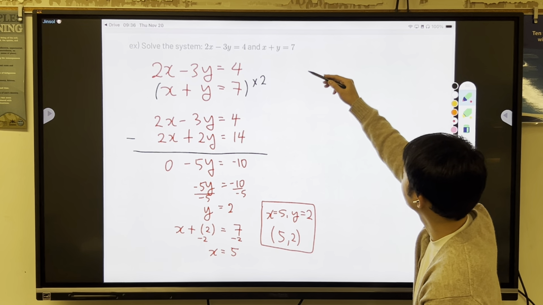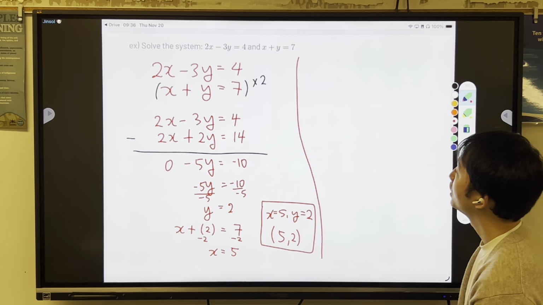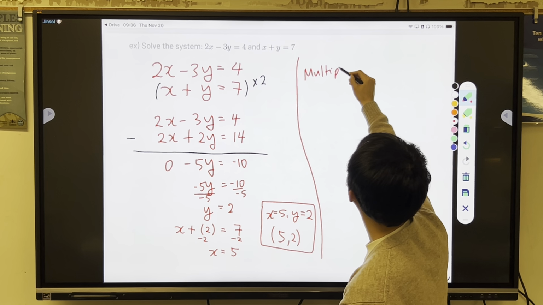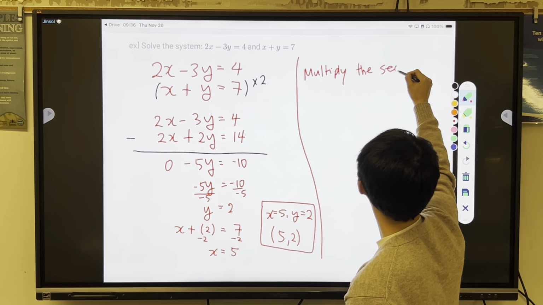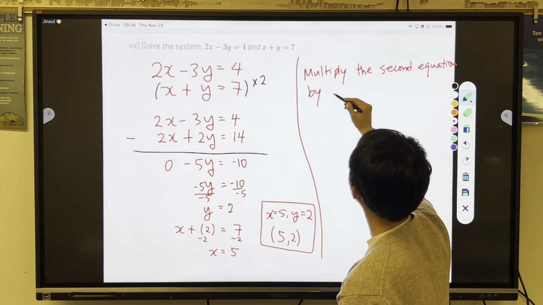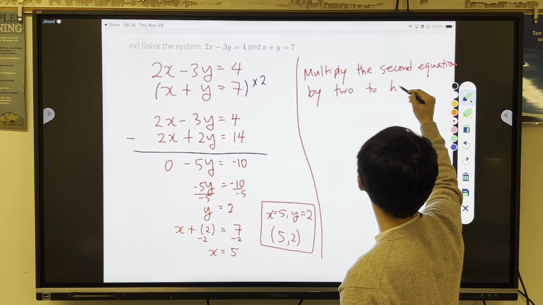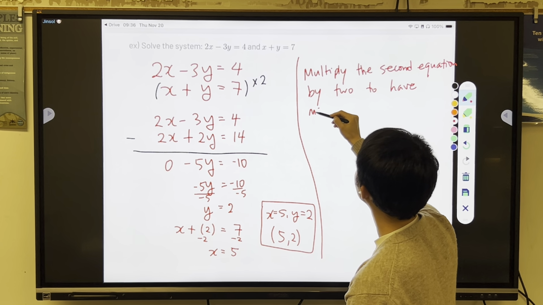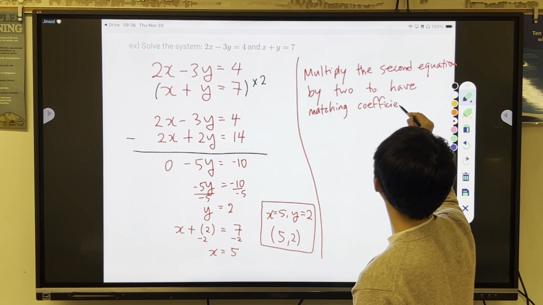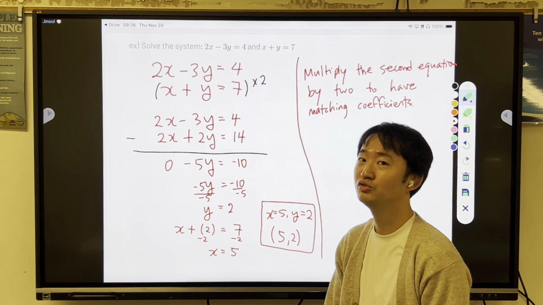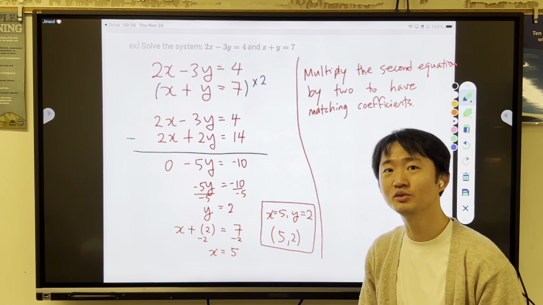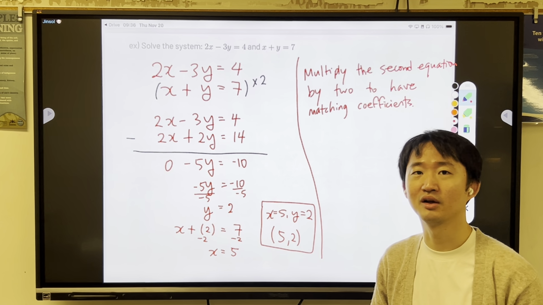Let me annotate the process and explain the ideas here. First thing I did was I multiplied the second equation by 2 to have matching coefficients. And by the way, in this case, I multiplied by 2 on both sides because I wanted to match the coefficient of x. If you want, you can also multiply by negative 3 to match the y coefficient.